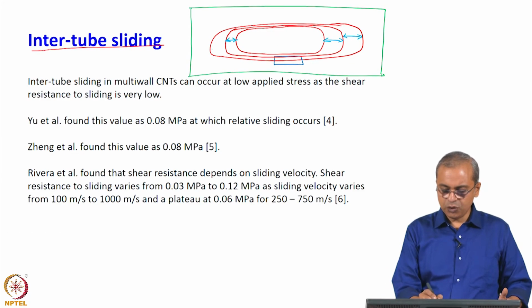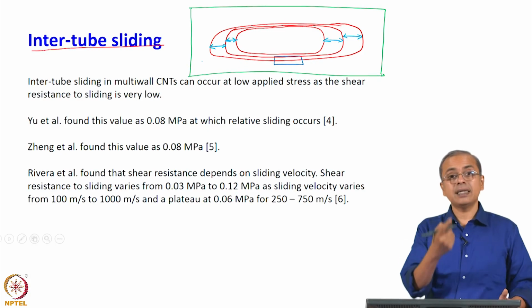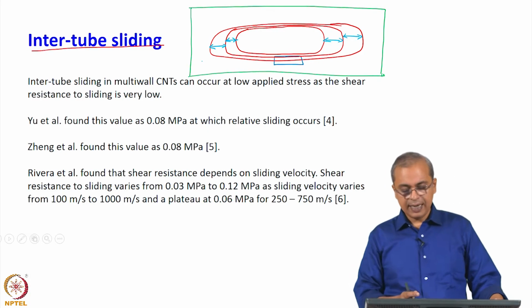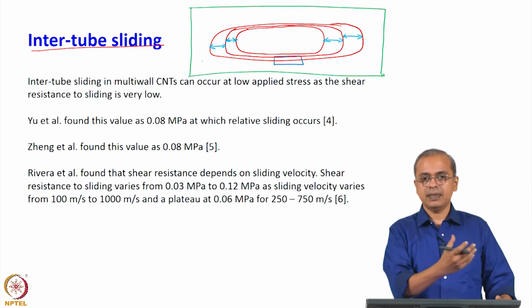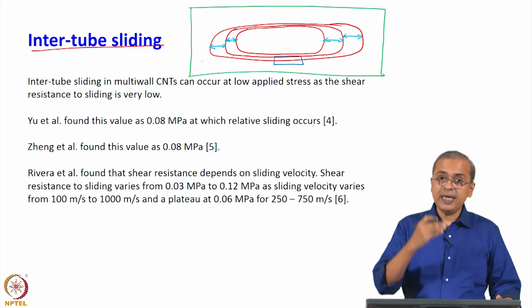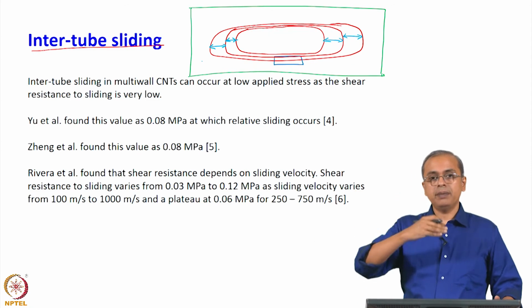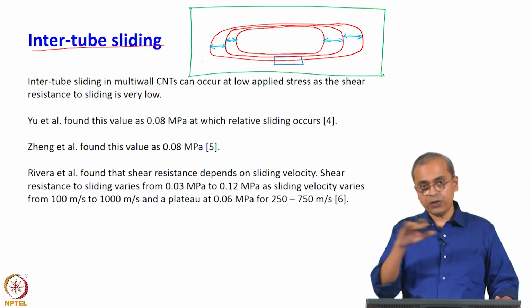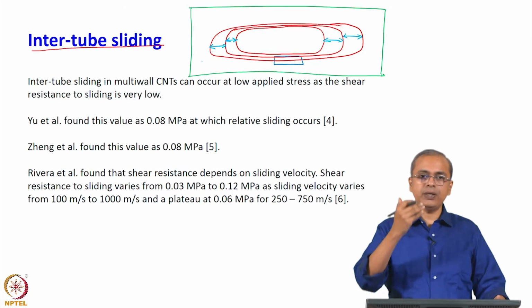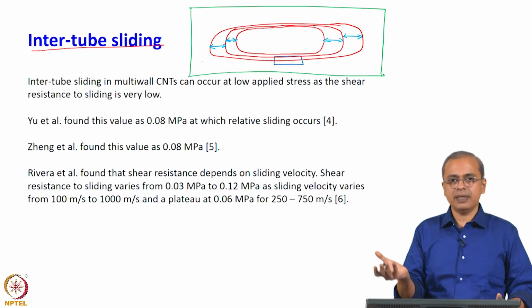So, potentially these tubes can slide with respect to each other internally, and the tubes can move this way and that way. There is weak van der Waals bonding between those tubes. Within a tube there is very strong covalent bonding, but between tubes there is van der Waals bonding, just the way you have it in graphite, right.